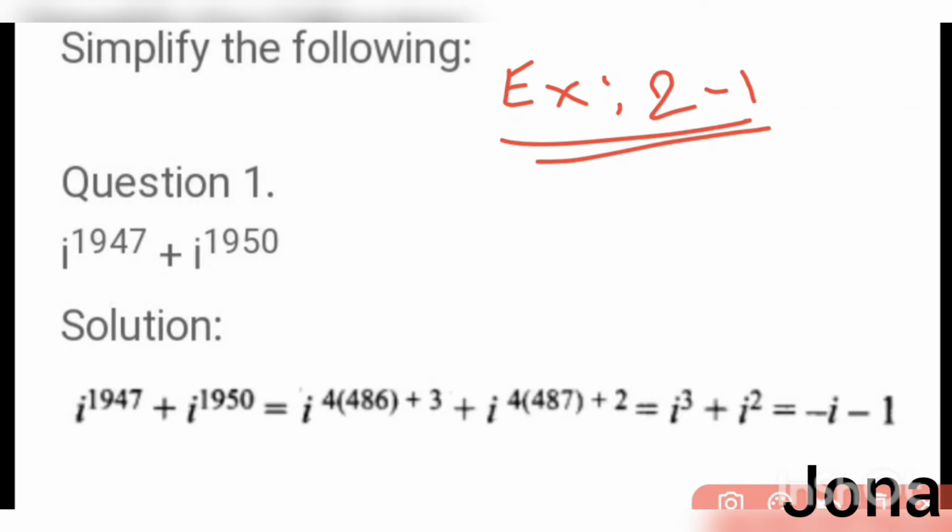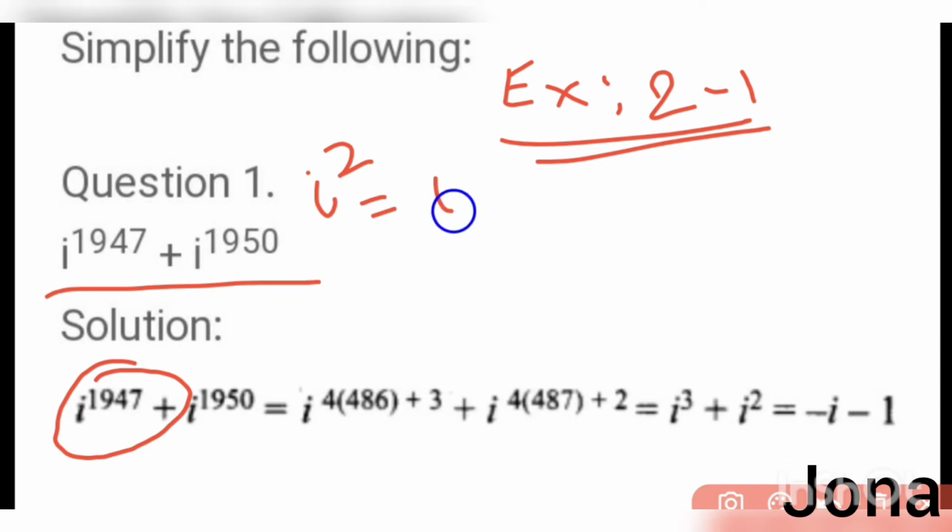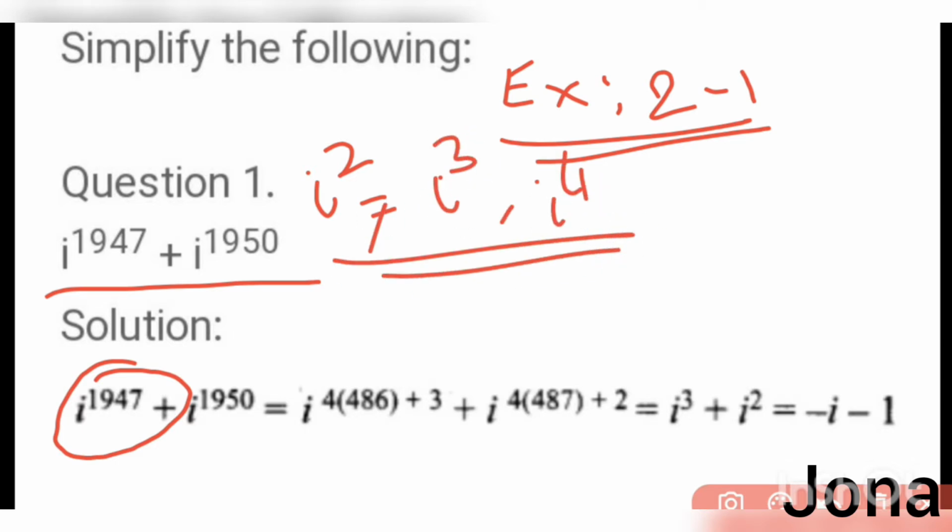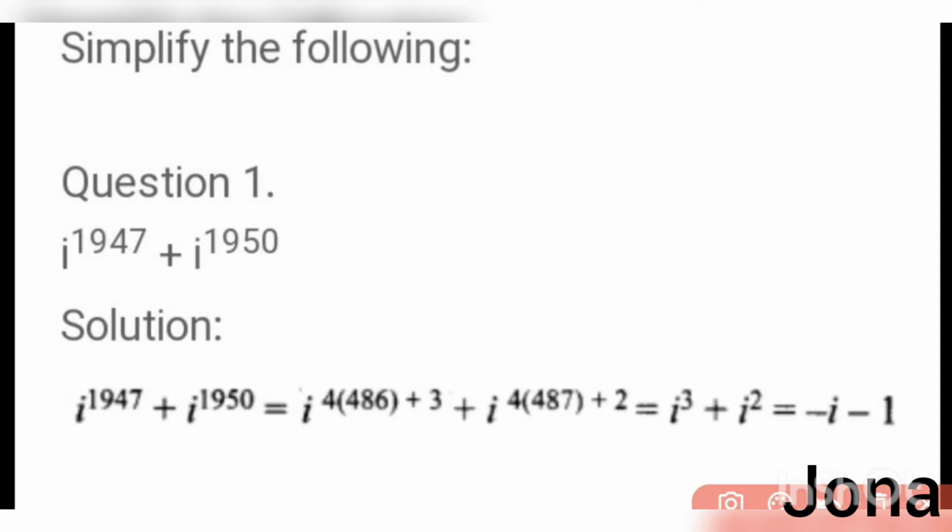Exercise 2.1, question number 1. i power 1947 plus i power 1950. We want to find the value of this. I want to split these powers, because we know the values for i square, i cube, i power 4, like this. Only for the small powers do we know the values. So by using those values we are going to solve the problem.